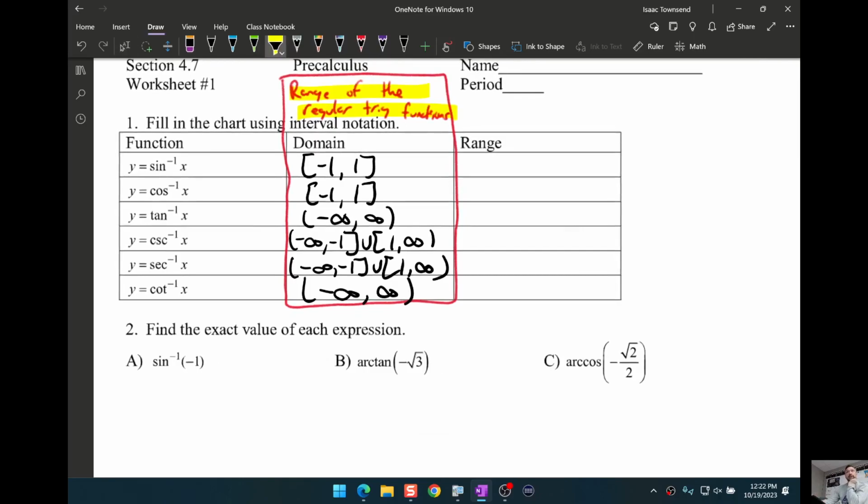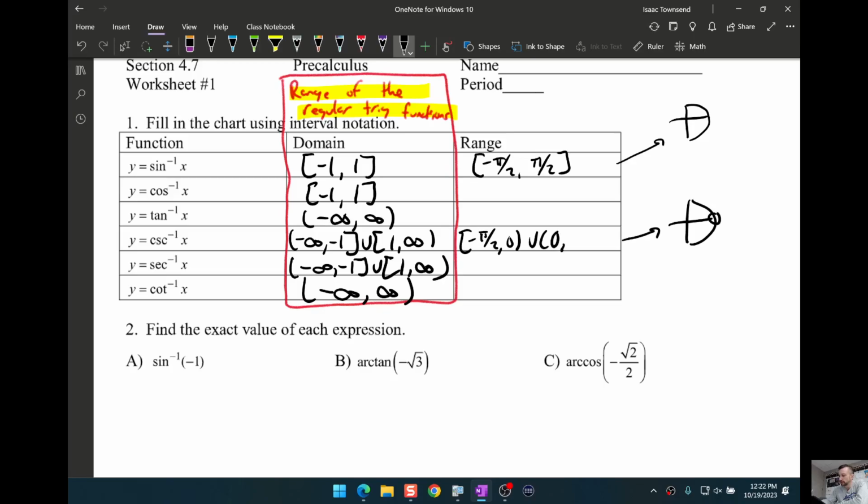For the range, these are the 6 that we just spent basically the first half of class on and summarized on the back page. For me, I know that sine looks like this, -π/2 to +π/2. I know its reciprocal looks the same, but it has a hole in the middle: -π/2 to 0 and 0 to π/2.